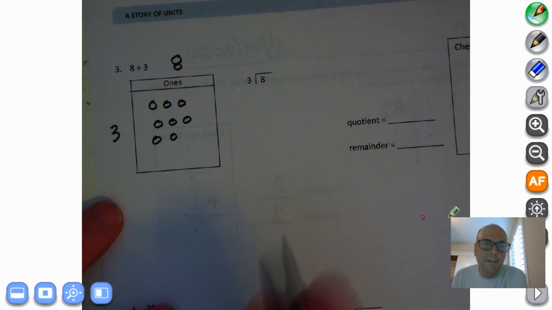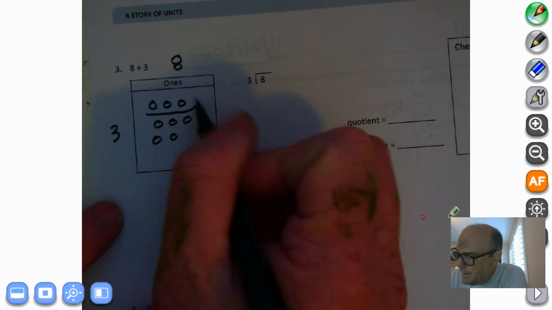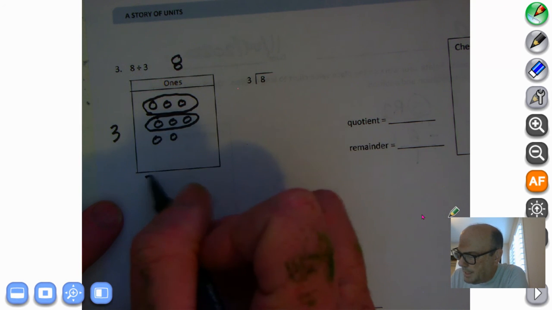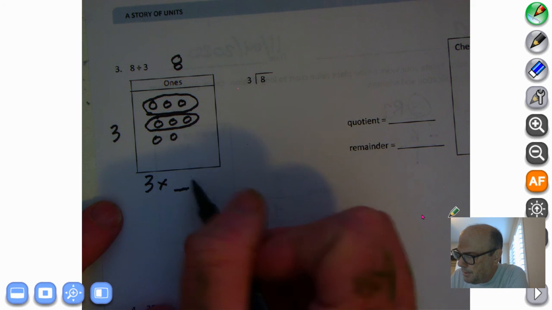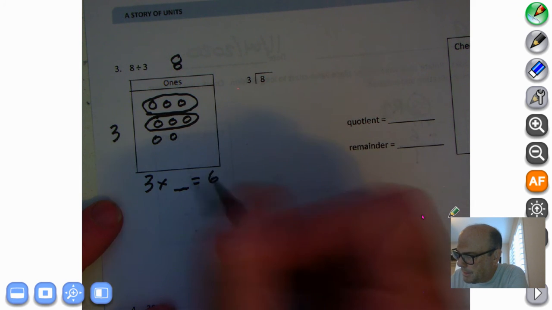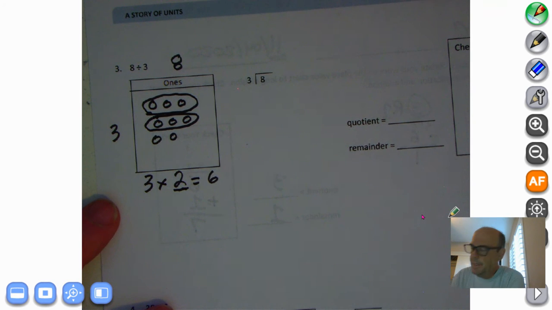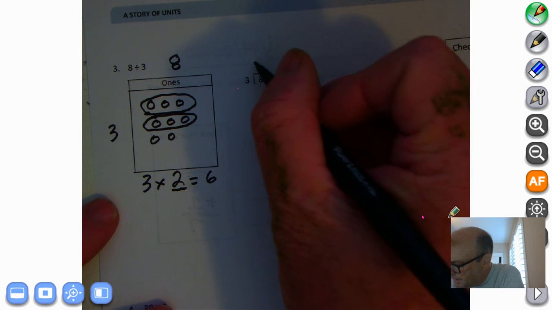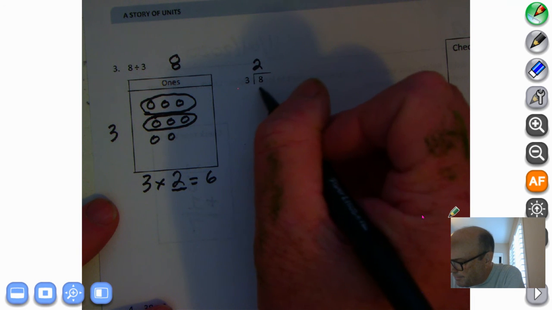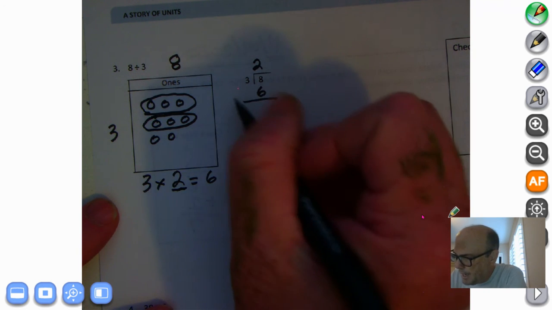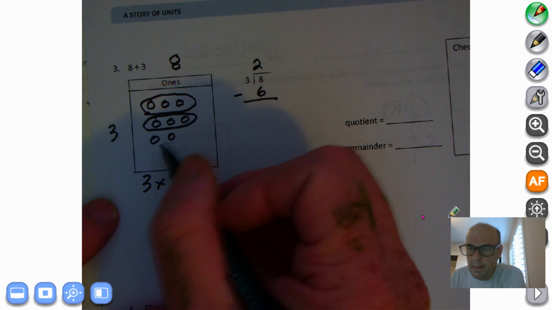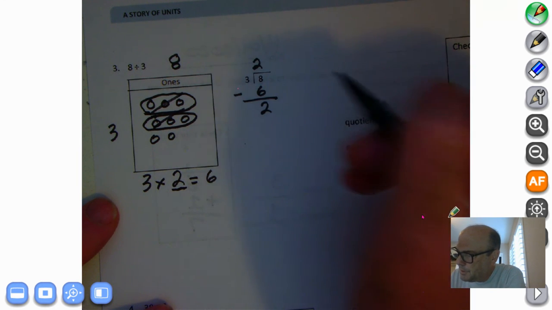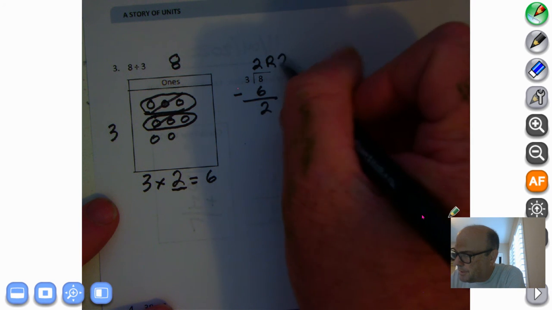I've already kind of done the division, right? One group of 3, two groups of 3. So 3 times what number equals 6? That'd be 3 times 2, right? Let's go over here. 8 divided by 3. 3 times 2 is 6. And then we subtract 8 minus 6. We got it right there. 8 minus 6. Think, think. What do we have? 2. And there's our remainder. So it's 2, remainder 2.